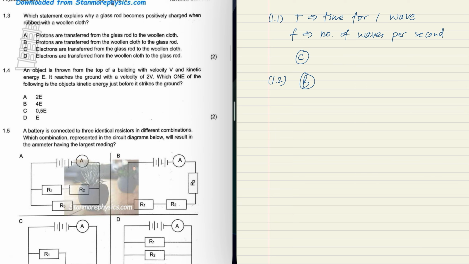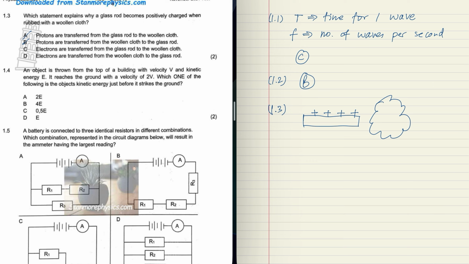Question 1.3. Which statement explains why a glass rod becomes positively charged when rubbed with a woolen cloth? So 1.3, we have a glass rod and we have a cloth. The rod is positively charged and they want us to explain which statement is correct. So protons are transferred. Immediately we will eliminate any option that has protons in it, because with electrostatics, we do not state that protons are transferred. So we will remove A and we will remove B.